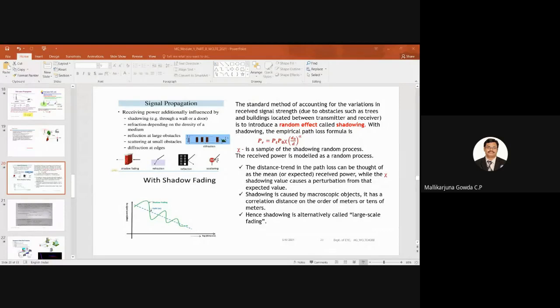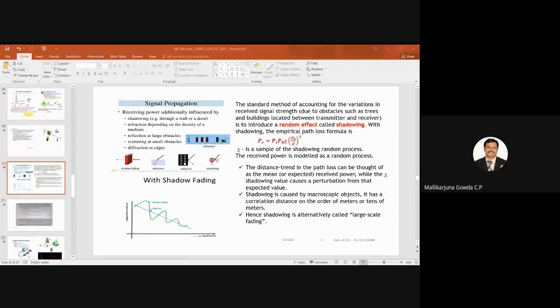So the distance trend in the path loss we can think of as the mean or the expected received power. That is the path loss we have discussed. And here the shadowing sample is a random process. That will be the value that causes the variations from that expected value. To understand that, here I have given an example. The x-axis is the distance, and this is the attenuation. This one I call the path loss, meaning I take the mean.